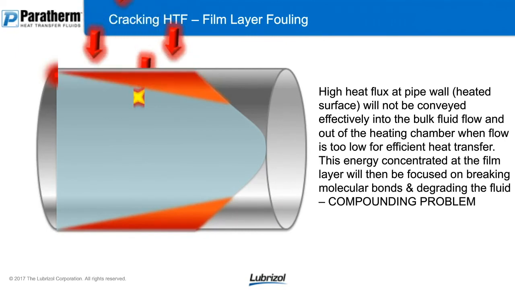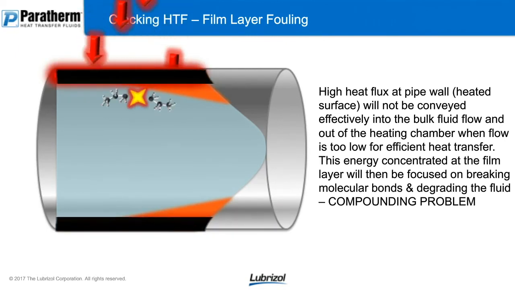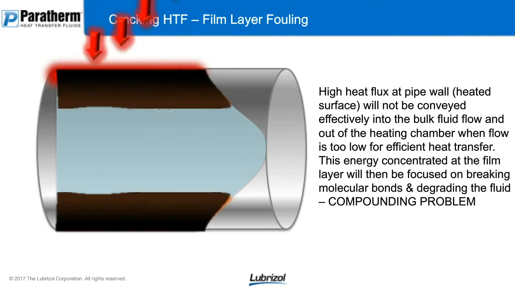Your fluid breaks down. When you have broken molecular bonds, your fluid fouls onto the pipe surfaces, degrading into a carbon layer and creating not only inefficient heat transfer, but now you have a layer of carbon fouling or varnishing against your pipe wall itself. So as that builds up over time, due to the compounded problem, you're going to actually decrease the inside diameter of your pipe. And you're going to be creating a layer of insulation between that heat source and the bulk movement of the fluid.